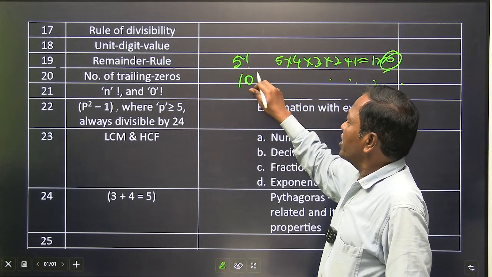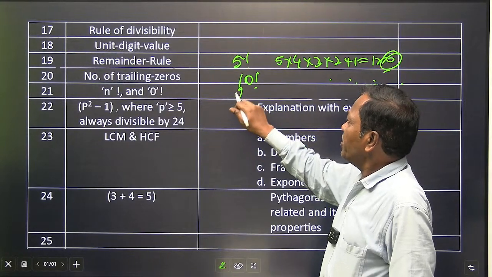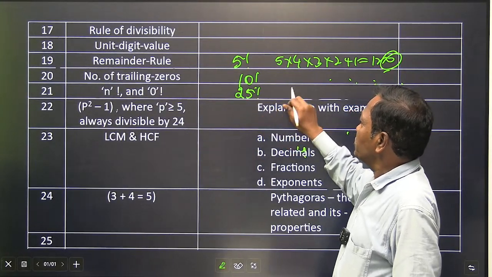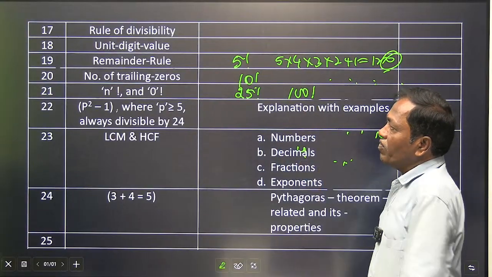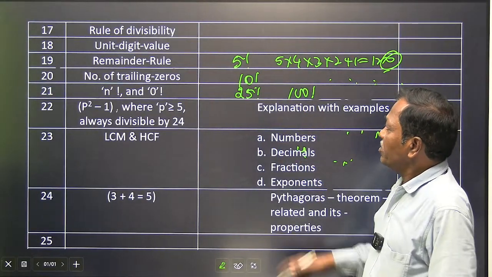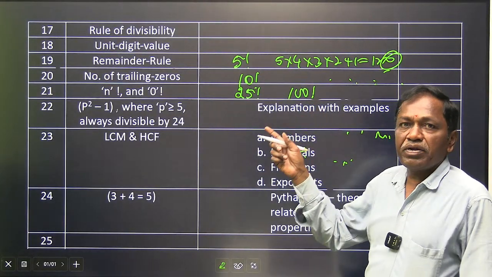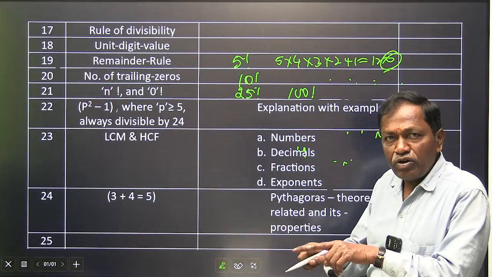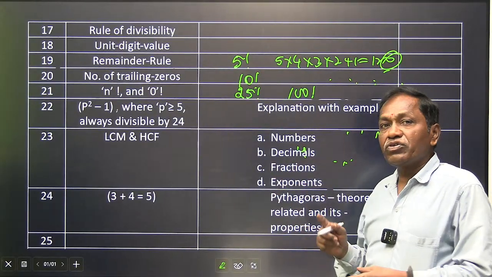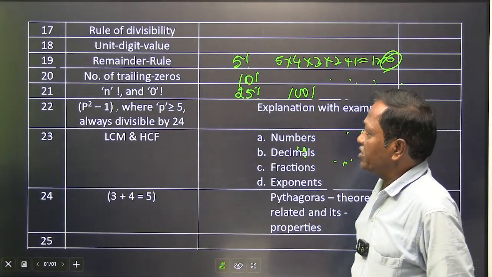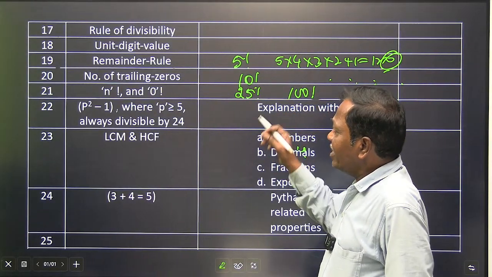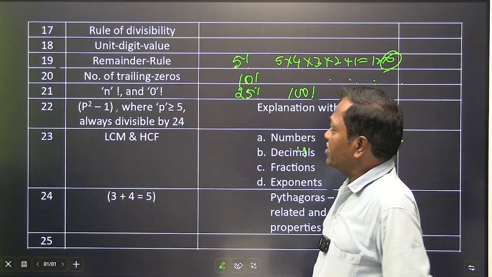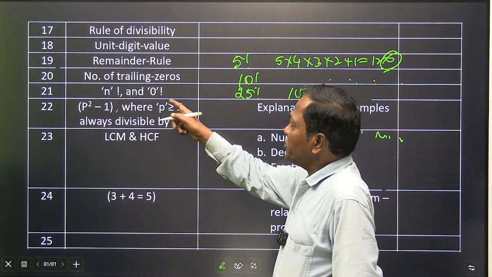10 factorial, how many zeros? And 25 factorial, how many zeros? 100 factorial, how many zeros? So there is a formula for that. We can finish it off like this: we can check the number of 5s and the number of 2s. A combination of one 2 and one 5 generates one 0. That is the thing. In detail it can be discussed when the chapter arises. And n factorial and 0 factorial.